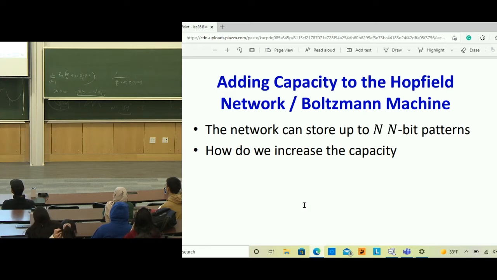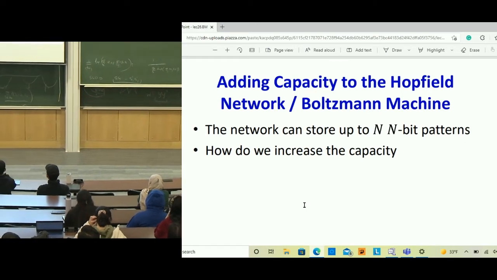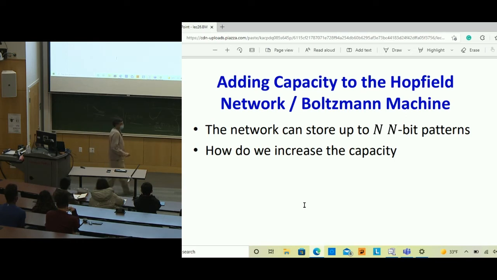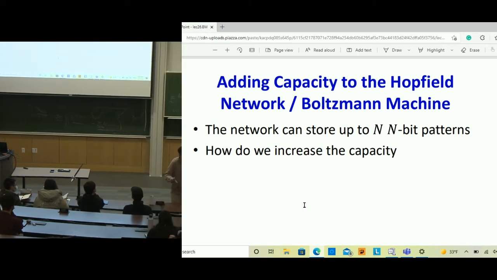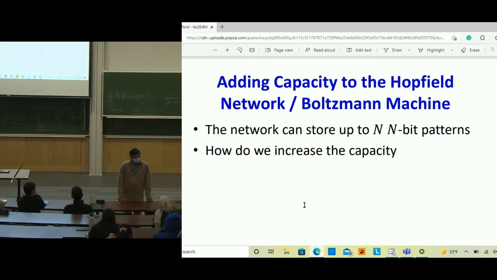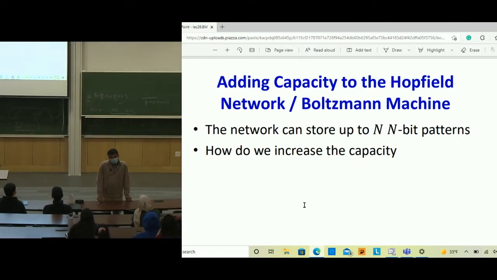Or I want to store 100 10-bit patterns, right? I know that a Hopfield network with 10 bits can only store 10 10-bit patterns. But if I want to store 100 of them, how can I do it? Can anybody give me a guess? Okay, if I was to give you this problem, I have this machine. It can store 10-bit patterns, but it can store only 10 of them, right? Or it can store n-bit patterns, but it can store only n of them. I want to store 100 10-bit patterns. What would I do? Yes?